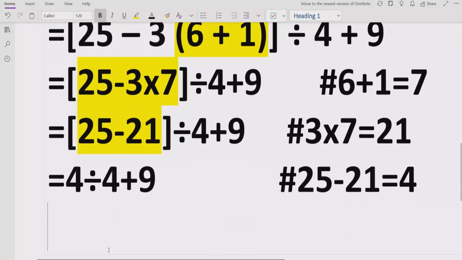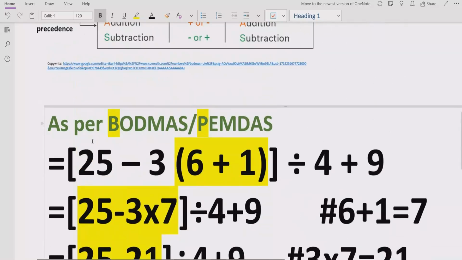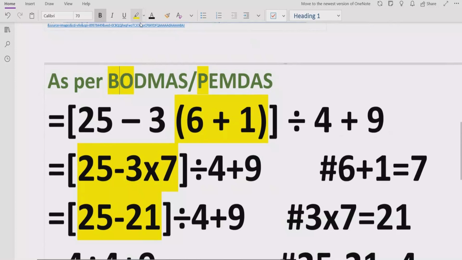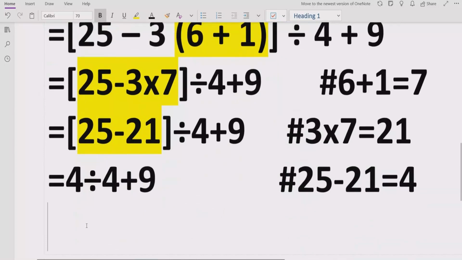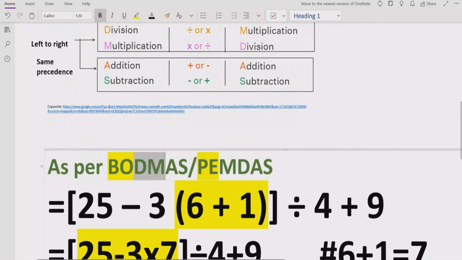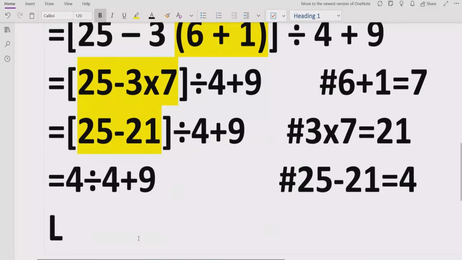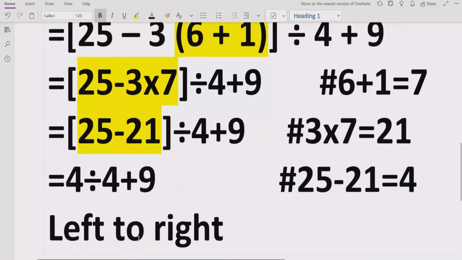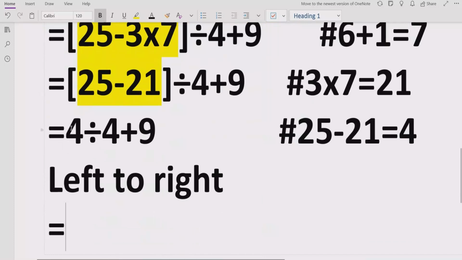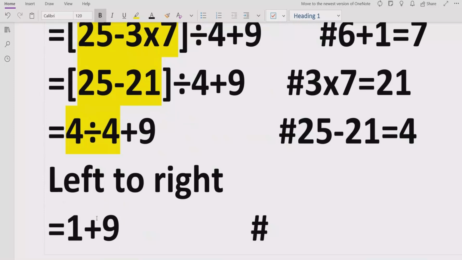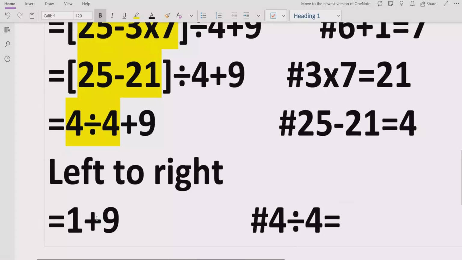Now move forward. We have solved the bracket and now we have to solve the exponent part or order of operation. But in our expression, we do not have any number which has the power. So we can skip this one. Now we have to solve the division and multiplication, or you can say the multiplication and division. So what we have to do, we have to go left to right and find out which is coming first. So now we have 4 divided by 4, which equals 1, plus 9. And here 4 divided by 4 equals 1.